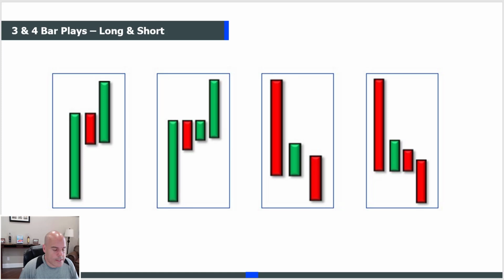All right, guys, let's dig into this. Like I said, today's goal is to help you guys make more money using a 3 and 4-bar play because of its simplicity and because of how quickly it can be done.